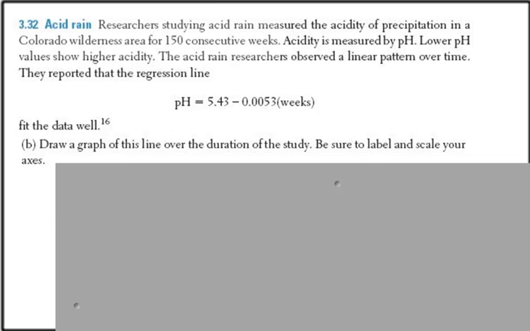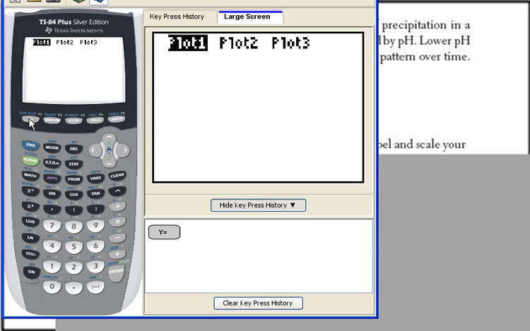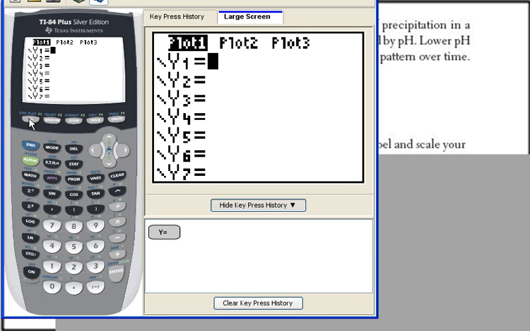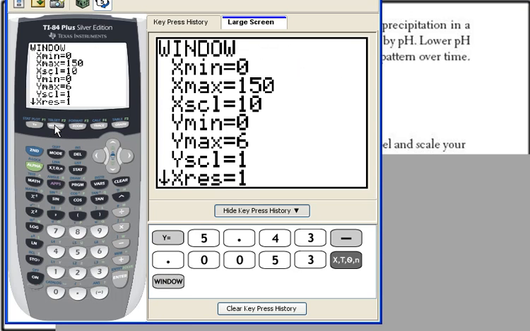Part 2 was to draw a graph over the same duration, and we did this in class with the calculator. So calculator on, and I'm going to put in the formula just the way it appears. Y equals 5.43 minus 0.0053, and I put an x in for the weeks. And then I can just go and decide what values make sense here. Well, the pH level starts at 5.43, so it can only be positive. So I'm going to start it at 0, and I'm going to go up as high as 6, and I'm going to have the scale be 1.